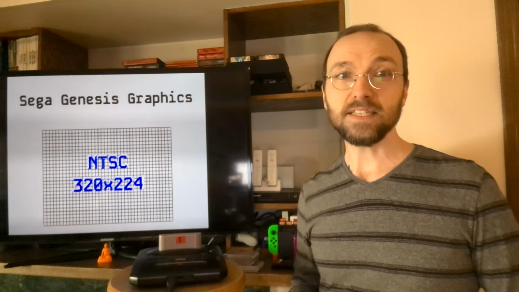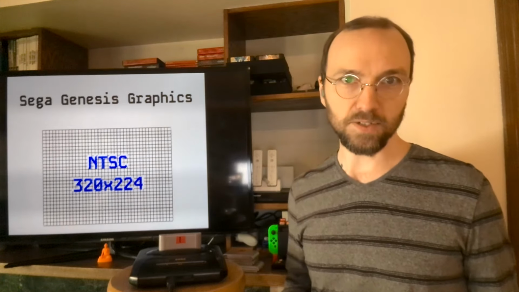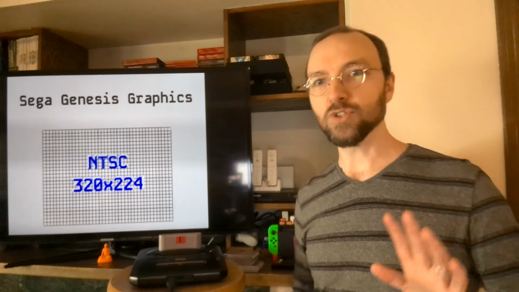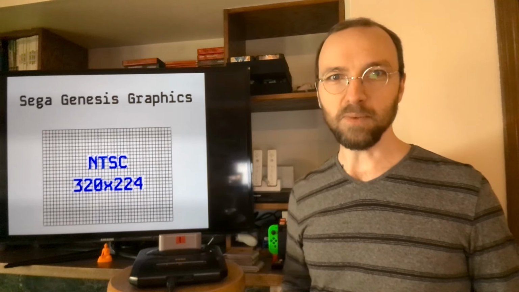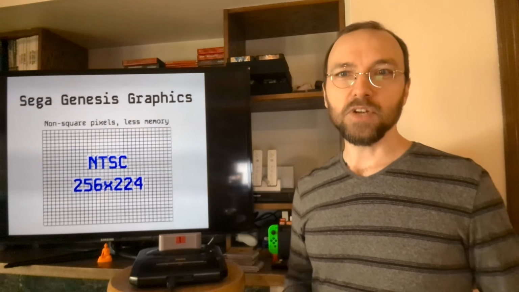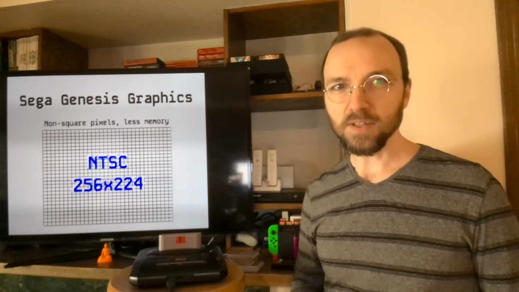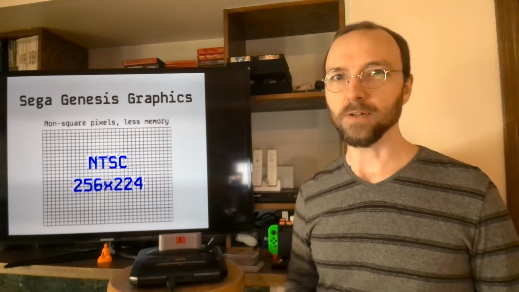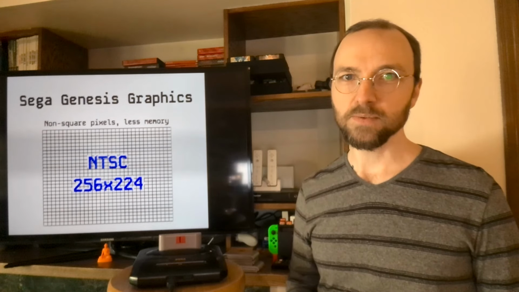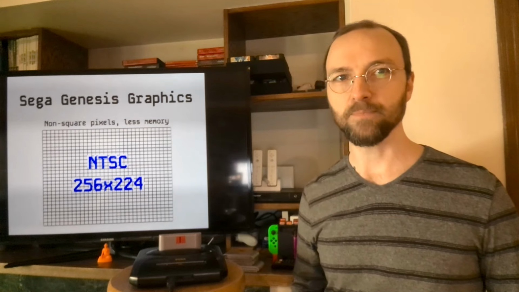It had two NTSC resolutions. There was a 320 by 224 mode that has the square pixels you might expect, and the PAL equivalent mode to that was 320 by 240. It sounded odd to me, but I double checked. Corrections are welcome. An alternate resolution was available at 256 by 224 with non-square pixels that are wider than they are tall. This mode allows us to use less memory per full screen image, so we're able to fit two full screen images in video RAM at the same time.